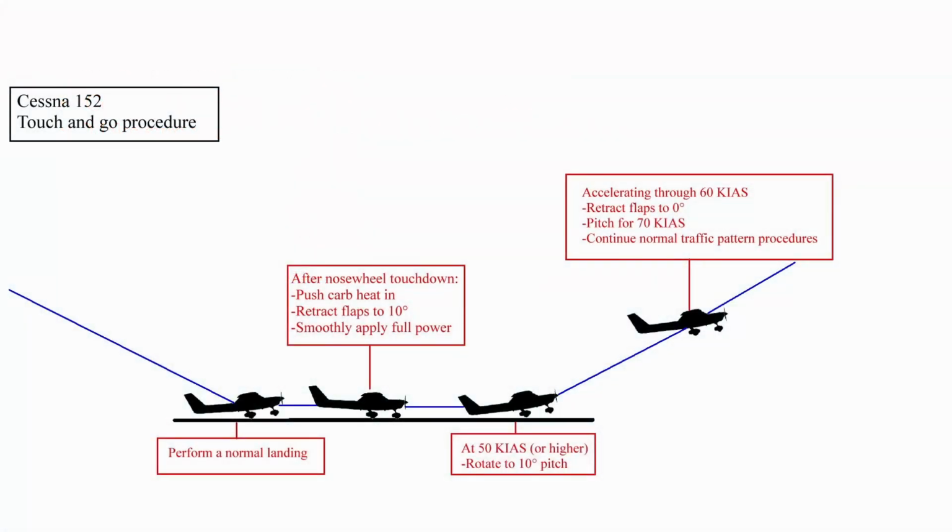All right, so let's talk about the touch and go procedure for the 152. You just want to perform a normal landing on the mains first and then bringing the nose wheel down. After the nose wheel touches down, you want to do your reconfiguration on the roll. So push your carb heat in and retract your flaps to 10 degrees. And after you've reconfigured, go ahead and smoothly apply full power. And it should go without saying that while you're doing this, you are maintaining directional control and maintaining that center line with your yaw control.